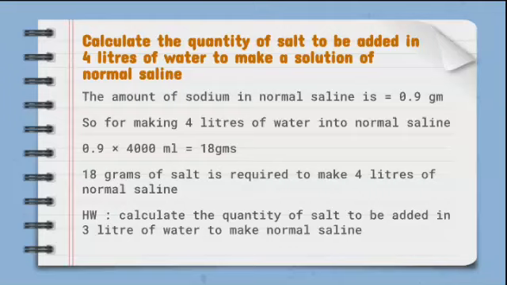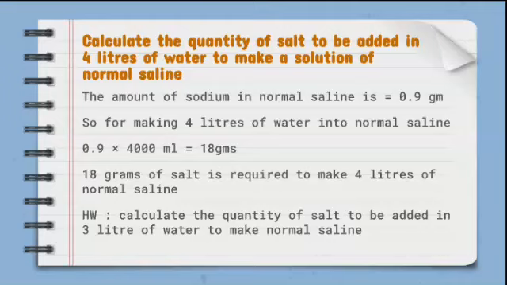For making 4 liters of normal saline, it is 0.9 into 4000 ml. You are converting liters into ml, that is 4 liters is equal to 4000 ml, and each 100 ml has 0.9. So 0.9 into 4000 ml, that is 18 grams of salt is required to make 4 liters of normal saline.